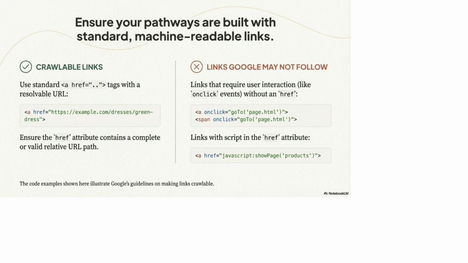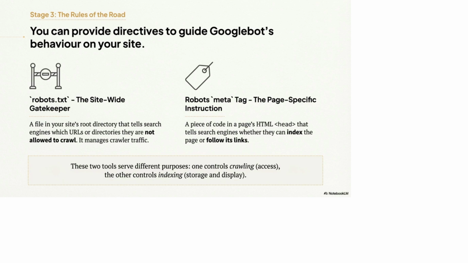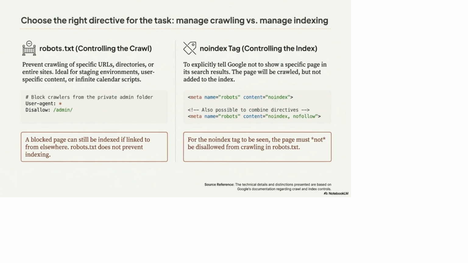relative URL path. Stage 3 is about setting the rules of the road. You can provide directives to guide Googlebot's behavior using robots.txt for site-wide crawling control and the robots meta tag for page-specific indexing instructions. Choose the right directive for the task.